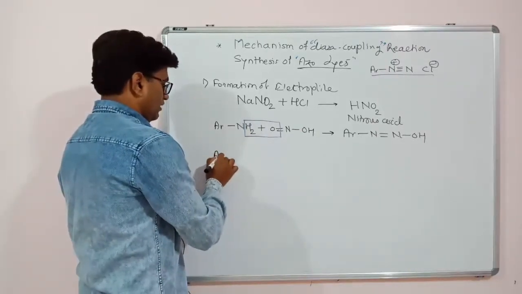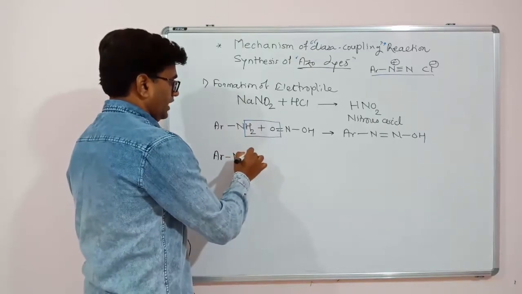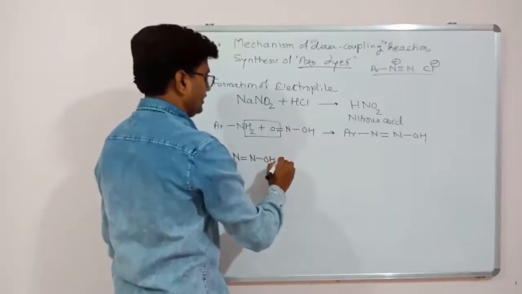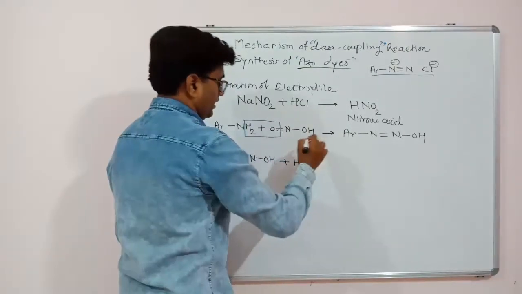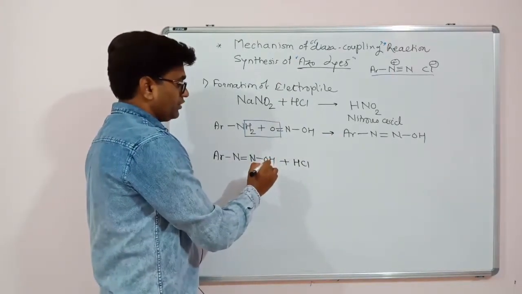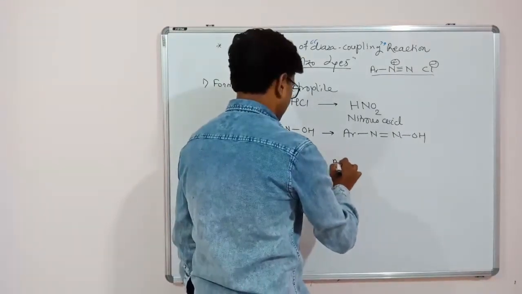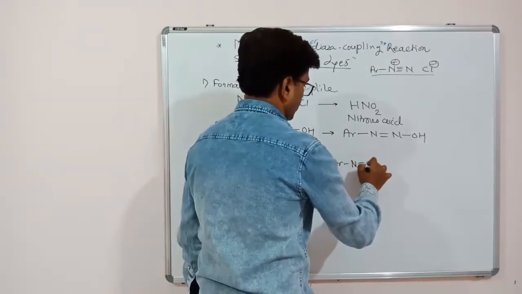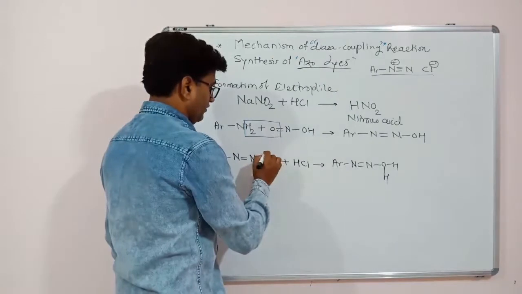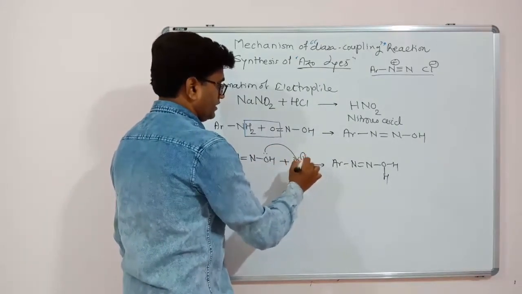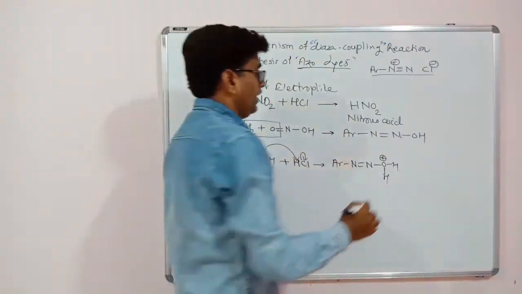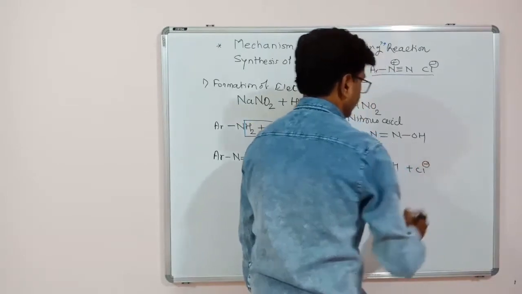Then this hydroxide azo compound again reacts with our reagent, HCl. There will be protonation of this OH. So we will get ArN=N-OH with the protonated H. This lone pair will attack on this H plus, and Cl minus will leave. So here there will be protonation and we will get this Cl minus.